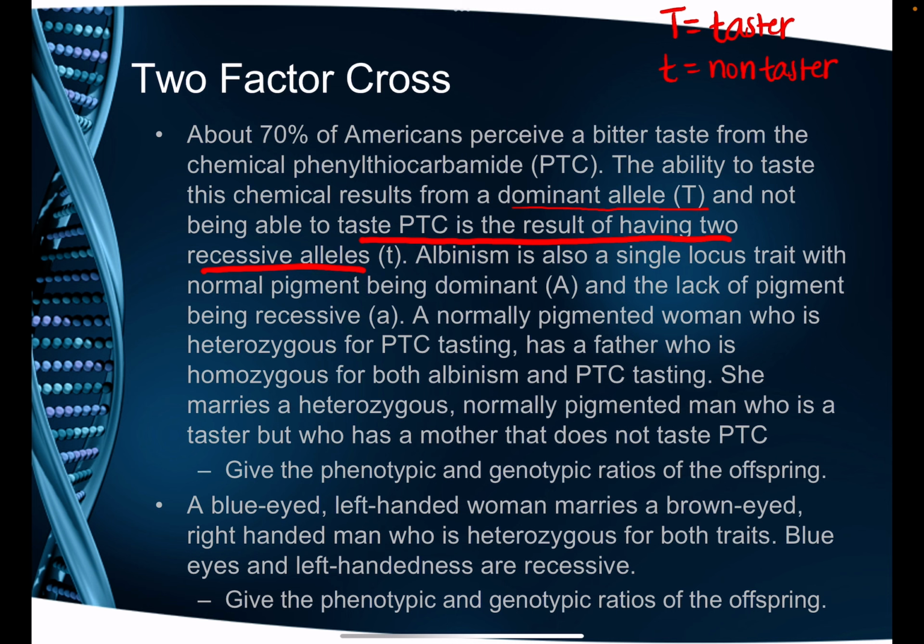So today we're talking about two-factor crosses. Everything we did yesterday was just one factor. We're looking at coat color or plant color or height or whatever. In a two-factor cross, you're looking at two different traits simultaneously. So this one is about PTC tasting and albinism. Albinism is also a single locus. Remember that word locus, not locust, Alex. A locus is a specific location of a gene on a chromosome. It's a single locus trait with normal pigment being dominant. So big A is going to be normal pigment, and little a is going to be albinism.